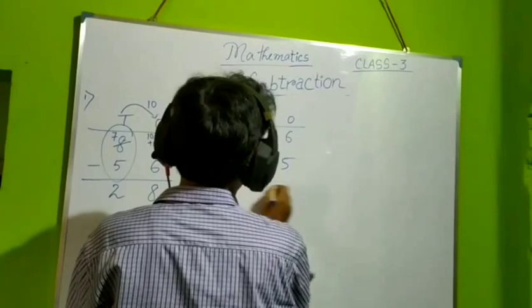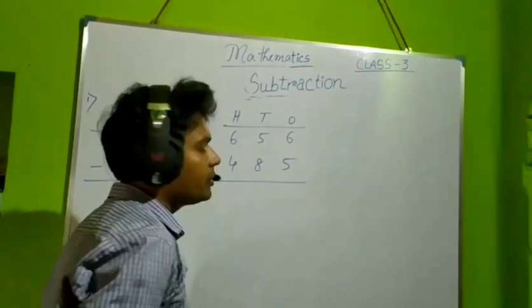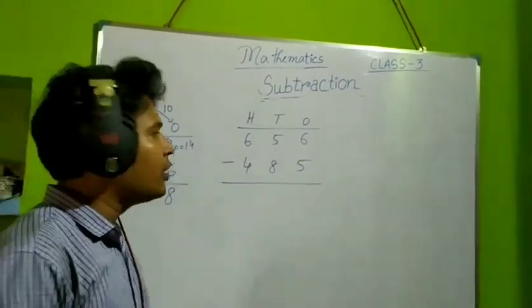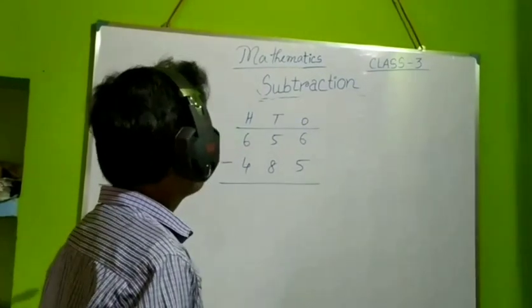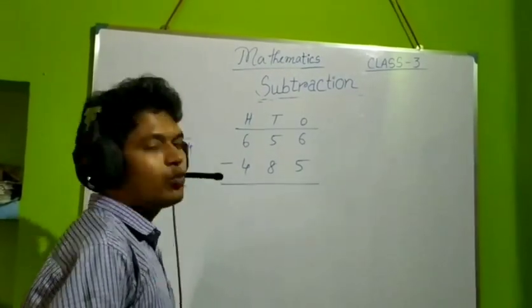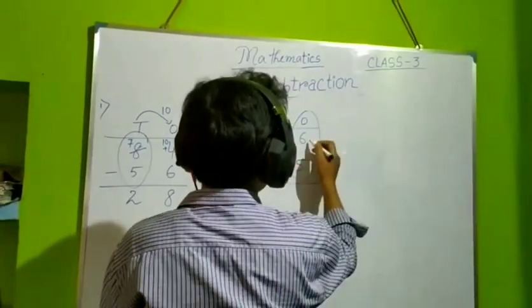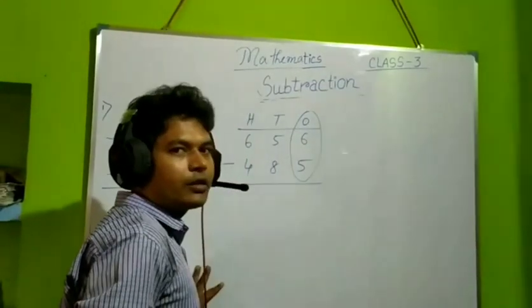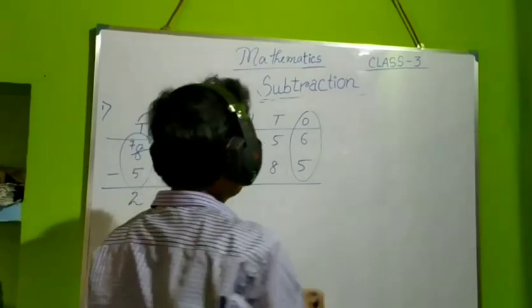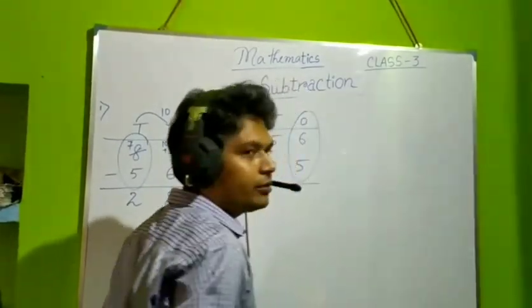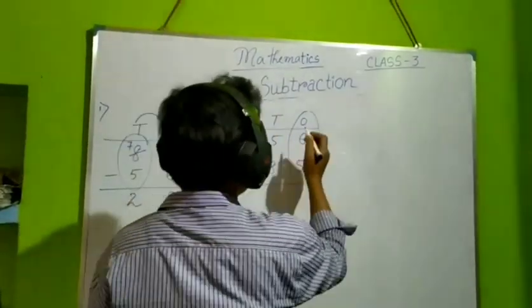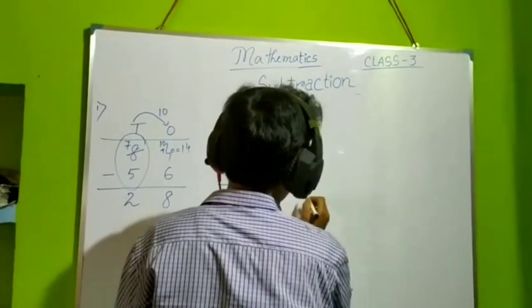485. Then keep the minus sign. Okay. Now in this subtraction we start from ones place. So you can check at ones place 6 is written at minuend. So 6 is greater than 5. So when we subtract 5 from 6, we get 1.